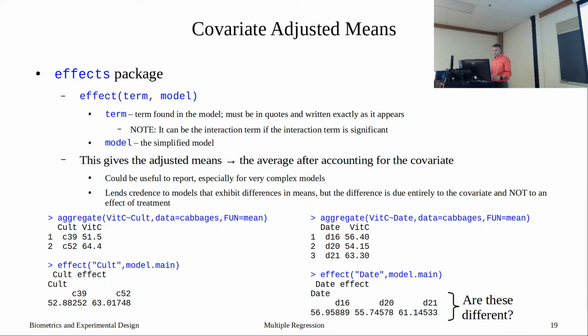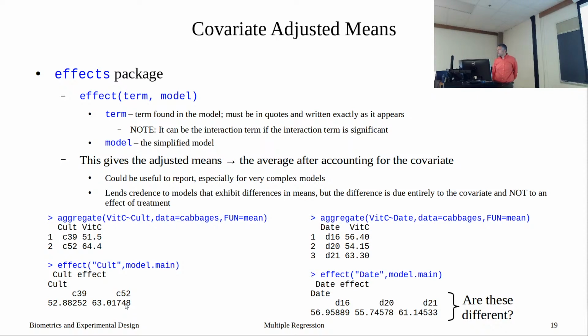All right, so here's the effect, just to show you the difference. I used the aggregate function to calculate the mean of vitamin C levels. This is just a raw mean, where we ignored the effect of everything else. If we use the effects package and look at the adjusted means, cultivar 39 has a mean vitamin C level of 52.88. Cultivar 52 has a mean vitamin C level of 63.